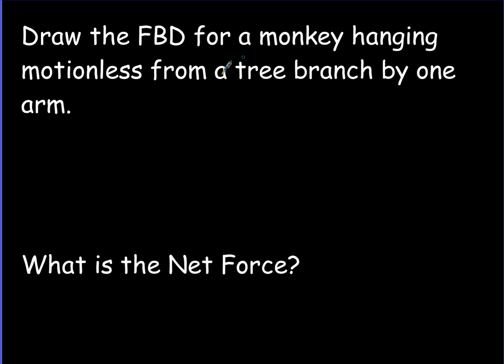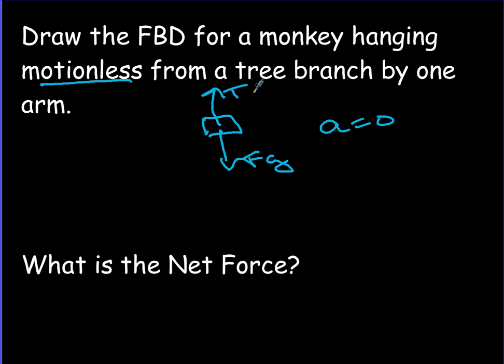Now, what do I do about a monkey? Okay, I'm not even going to try and draw a monkey. He's hanging motionless from a tree. Motionless. Acceleration is 0. By one arm. Alright. Monkey has mass, so he has a weight. And let's just call this tension. And it's tension because he's a monkey hanging from a tree by his arm. So, this is all we have for his free body diagram. What is his net force? Well, acceleration is 0, so his net force must equal 0.